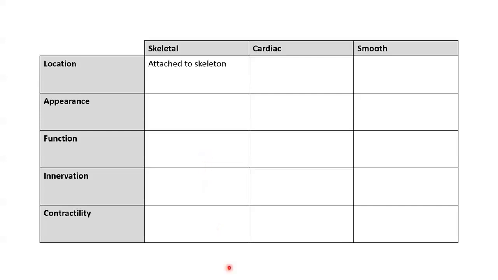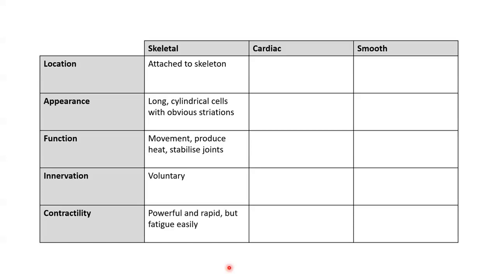So our skeletal muscle is found attached to our skeleton. Our skeletal muscle cells are long and cylindrical with obvious striations, so those obvious stripes. Skeletal muscle functions to produce movement, to generate heat, and to stabilize our joints. It is innervated by the somatic nervous system, which means it's under voluntary control. And lastly, skeletal muscle produces powerful and rapid muscle contractions, but compared to our other muscle types, these muscles fatigue or tire very easily.